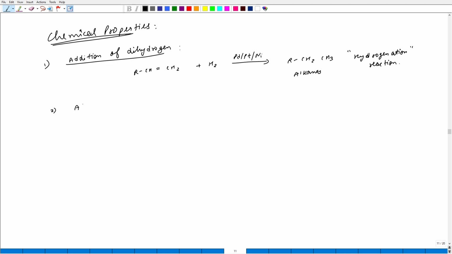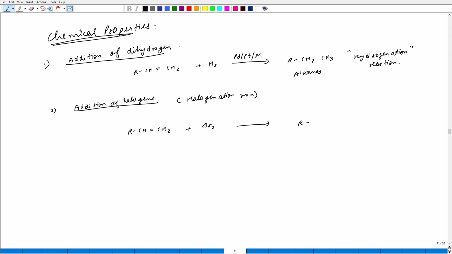Second, again is the addition of halogens. Addition of halogens means halogenation reaction. Let us suppose we are adding a halogen, let us say I am adding Br2. What am I supposed to get? Addition of halogen means I am adding a halogen molecule, a Br2, Cl2, or I2. Let us start with Br2.